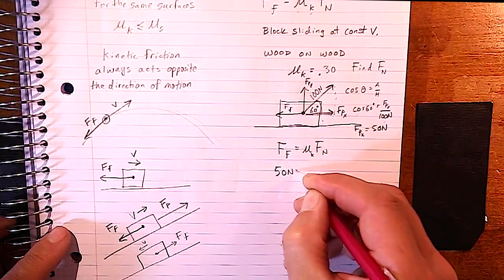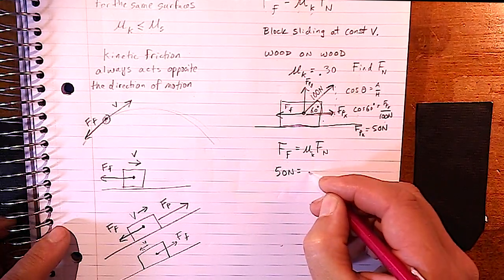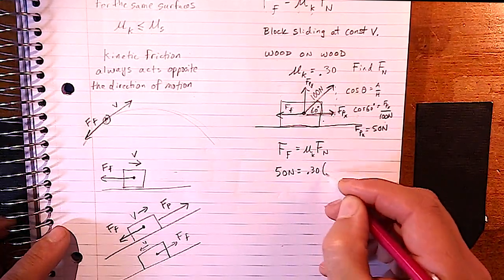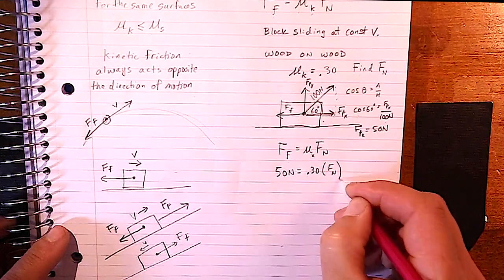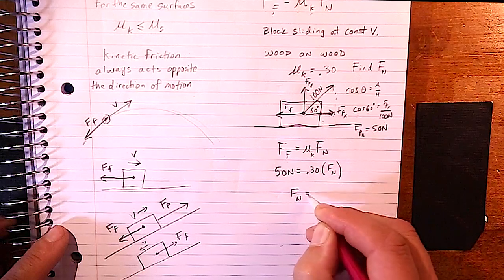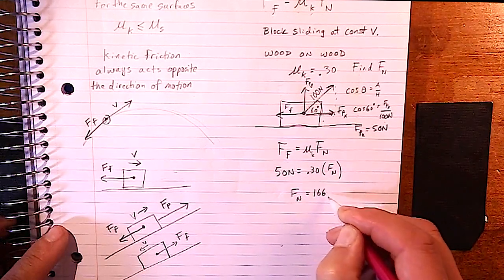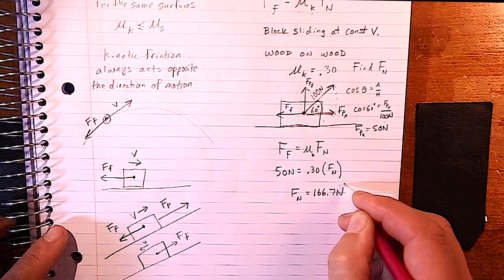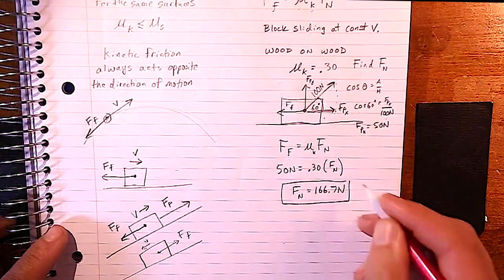50 newtons is equal to 0.3 times the force normal. So we divide through by 0.3, and the force normal comes out to 166.7 newtons. And that force is going to be up.